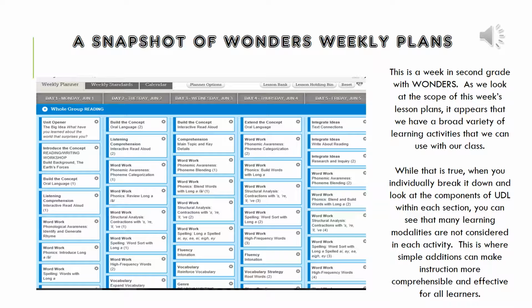As you can see, this is a week in the second grade with Wonders. As we look at the scope of this week's lesson plans, it appears that we have a broad variety of learning activities that we can use with our class. While that is true, when you individually break it down and look at the components of UDL within each section or individual lesson, you can see that many learning modalities are not considered in each activity. This is where simple additions can make instruction more comprehensible and effective for all learners in the classroom.